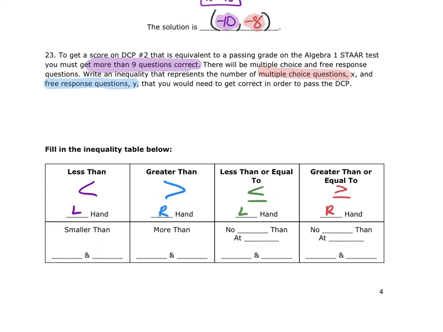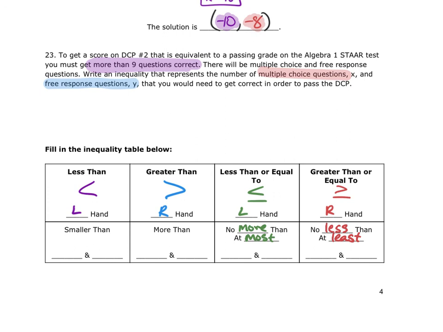We also know a bunch of information about this. We know that if we see the words smaller than, that means less than. If we see the words more than, it means greater than. If we see the phrase no more than, we have less than or equal to, or at most. For greater than or equal to, you might see no less than or at least.